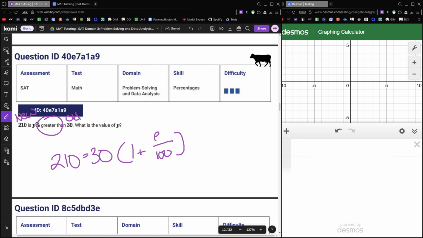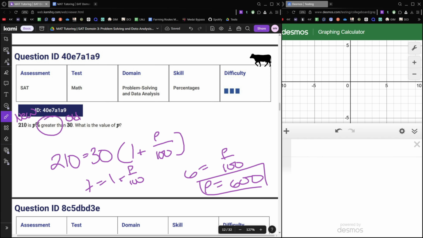And we can go ahead and just solve for p now. You could just do it by hand. Divide by 30 would get you 7 is equal to 1 plus p over 100. And then subtract 1. 6 is equal to p over 100. Multiply by 100. P is equal to 600.